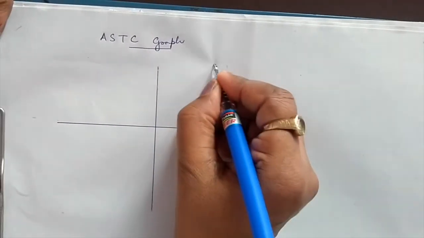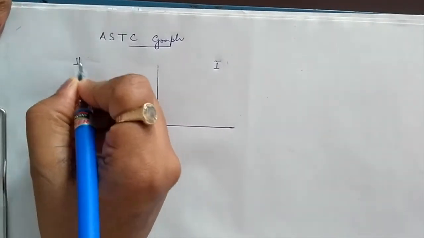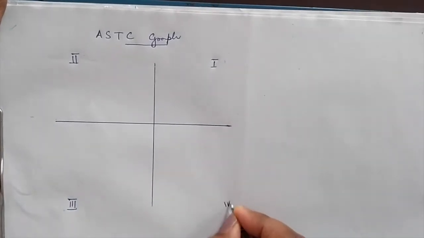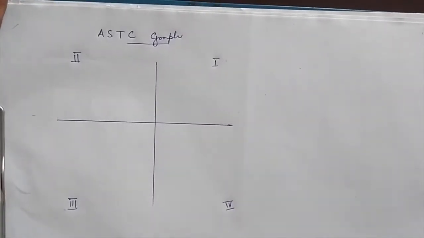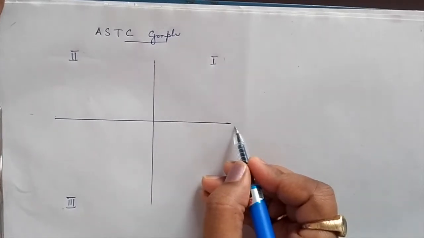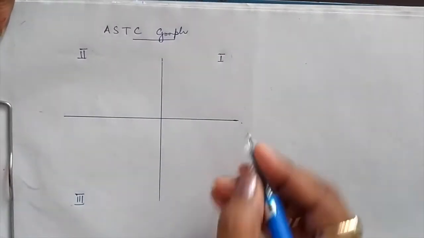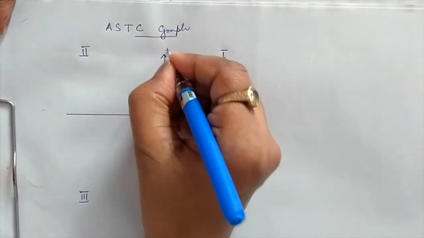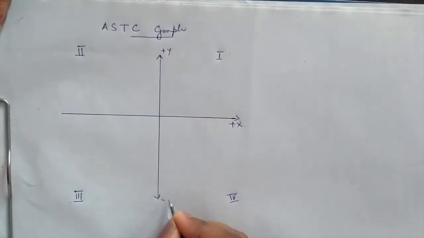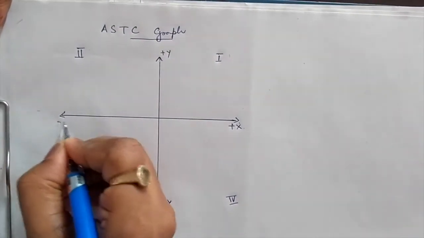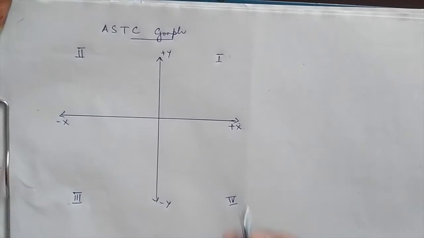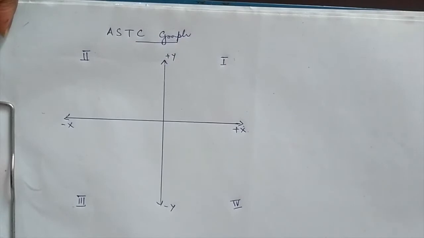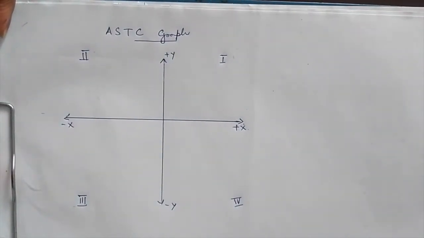This is my first quadrant, this is my second, this is my third, and this is my fourth quadrant. Now these are my perpendicular axes, this is my x-axis, this is my y-axis. I know this is positive x, this is positive y, this side is negative y, this side is negative x. So I know that this is positive, this is positive, this is negative, this is negative. This is how I divide my coordinate plane.